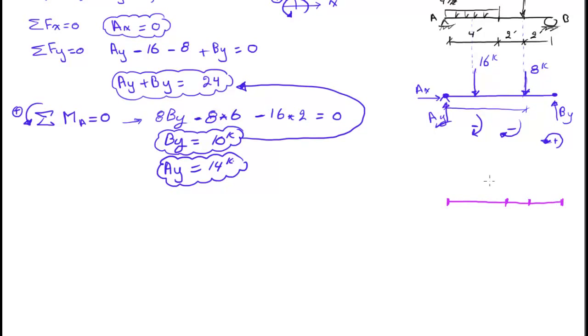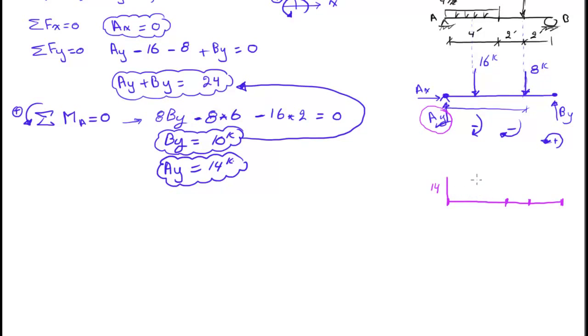How does this thing go? Okay, at 0 we have a force going upward. You guessed it, it's AY. AY is going upward by a value of how much? AY is 14. I'm just gonna stop writing K's here just to make this quick.